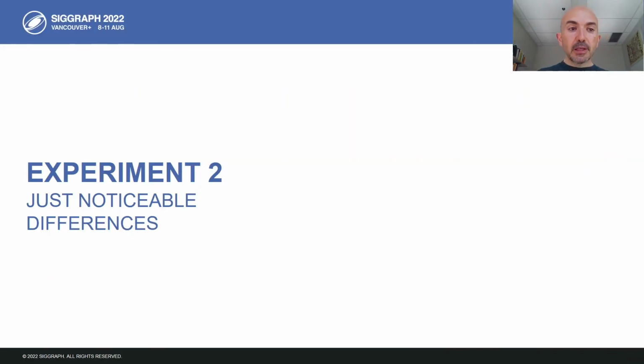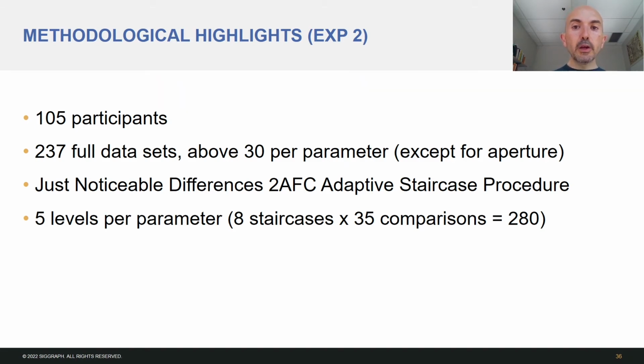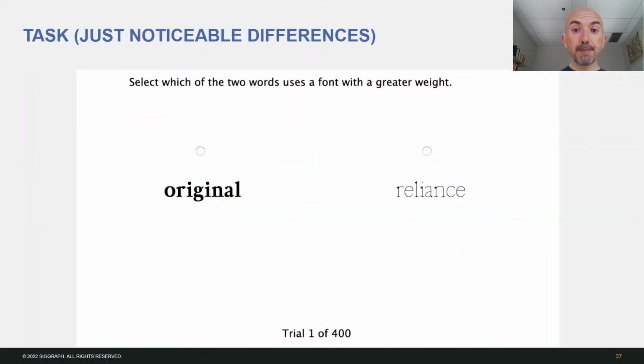Now I'm going to describe the second experiment. We got another separate set of data for this experiment. The main difference here is that this experiment uses a different task, an alternative forced choice task. This is what the participants saw. They are asked to select the word between these 2 that has the greater weight, or the greater whatever for the other parameters. The experiment would progressively show words that are closer to each other in terms of the parameter if the participant gets it right, and more different if they get it wrong. So this is an adaptive procedure.